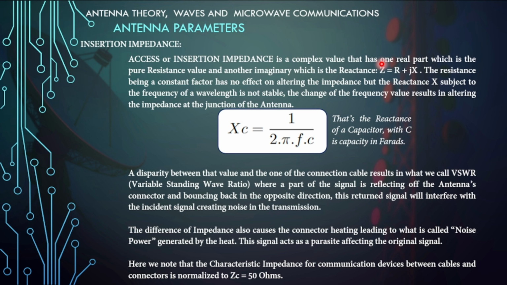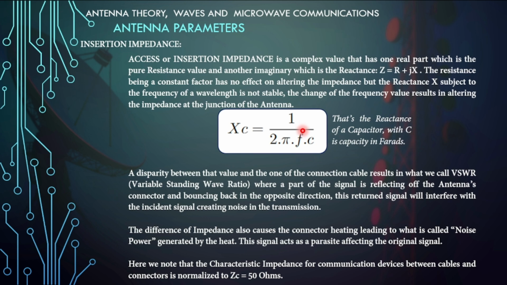The impedance is equal to the resistance, which is the pure value of this complex number, plus j multiplied by the reactance, which is the imaginary part of this number. The resistance, being a constant factor, has no effect on altering the impedance, but rather the reactance would. Why? Because the reactance, which is the imaginary part of this number, has a direct relationship to the frequency of the signal.